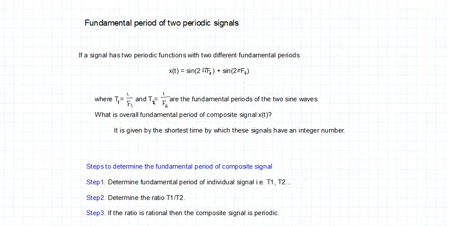A rational number is a ratio p by q, where p is an integer and q is an integer. So a ratio of two integers is called a rational number. If you get a form of p by q, then you call it a rational number, and if it is rational, you call the given signal periodic. Let us better understand these by implementing the steps in a numerical.